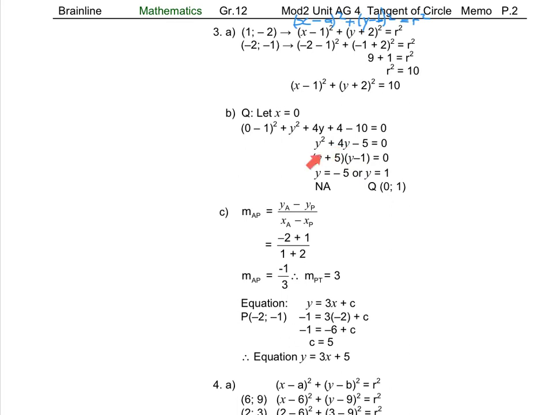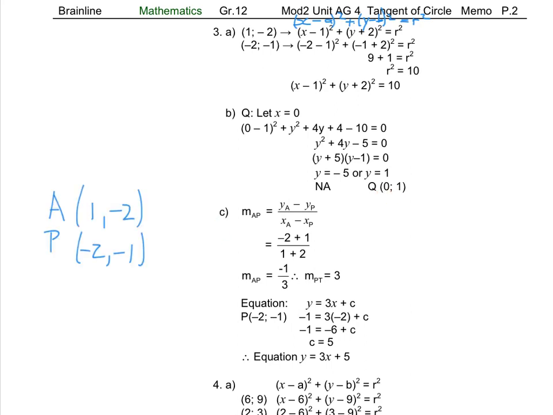To solve y, I have to take each bracket and set it equal to 0 separately. So if I take the y plus 5 equal to 0, the plus 5 taken to the right-hand side will give me y equal to minus 5. This solution is not applicable because it's on the negative side of the y-axis, and it was clearly shown that Q is on the positive side of the y-axis. If I then take my y minus 1 and set it equal to 0, the minus 1 taken to the right will become a plus 1, and therefore the corresponding y value where x is 0, y is 1.